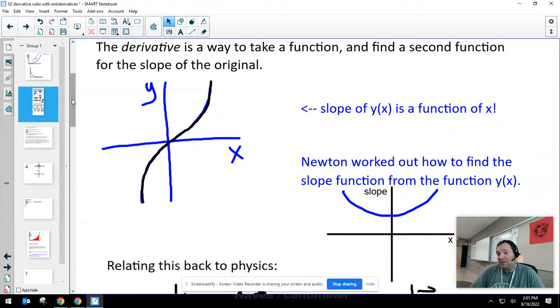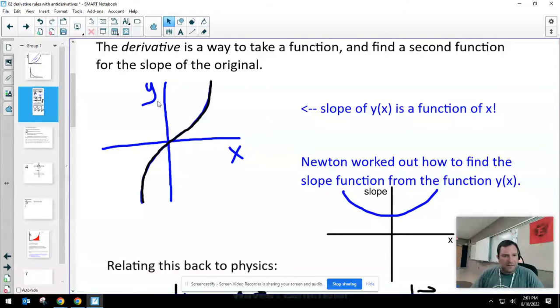When I talk about a derivative, I'm really just using fancy language for slope, like a slope function. Like, if I have a function y of x, then there should exist some function slope of x. And that's what Isaac Newton is thinking about, and that's what we want to think about.